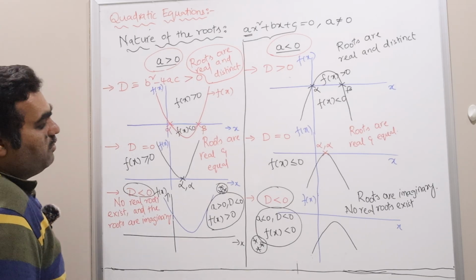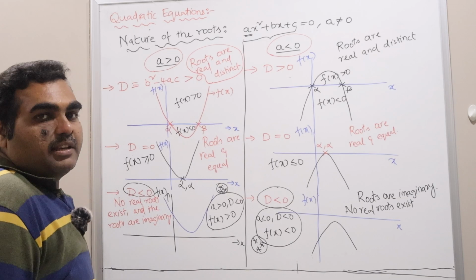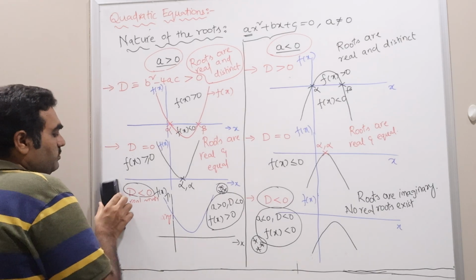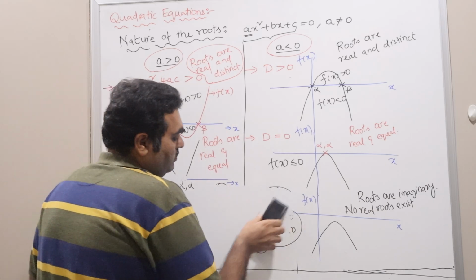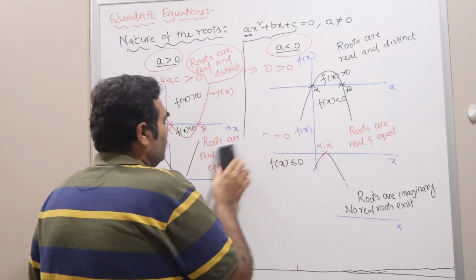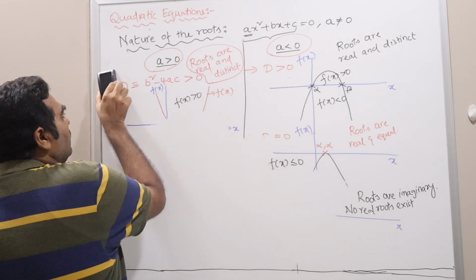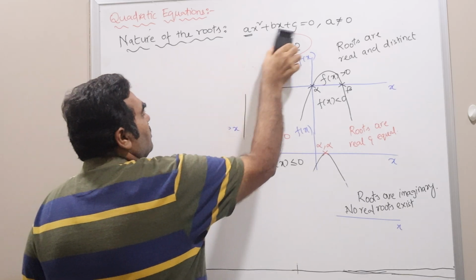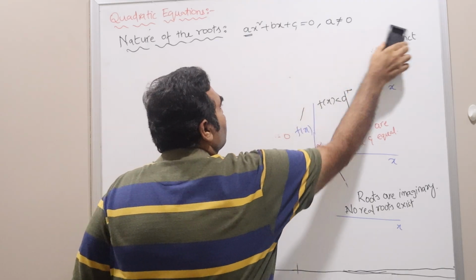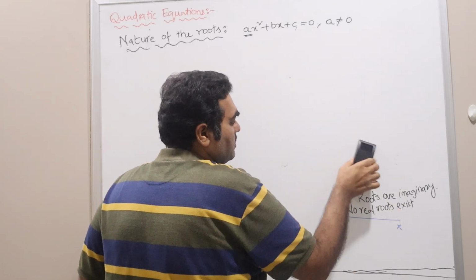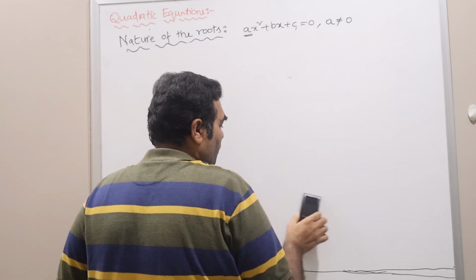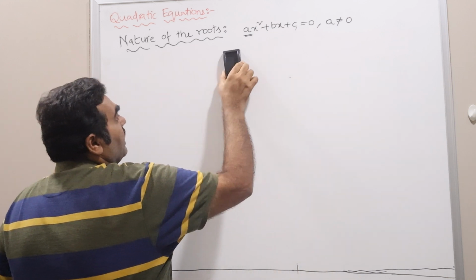I hope you got it. So once again, if you can't understand anything, please give your valuable comments. So these results will be used when you are trying to find the location of the roots. There it is very, very important the maxima and minima values of quadratic expression.